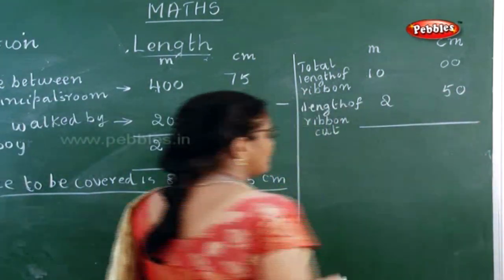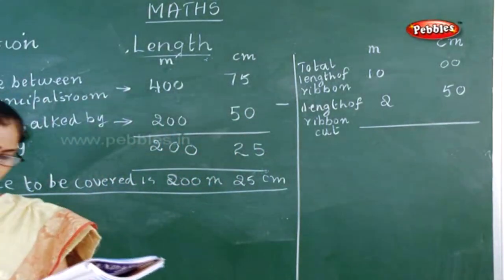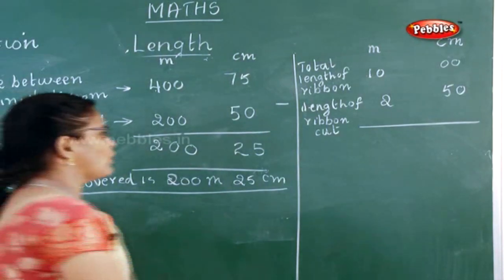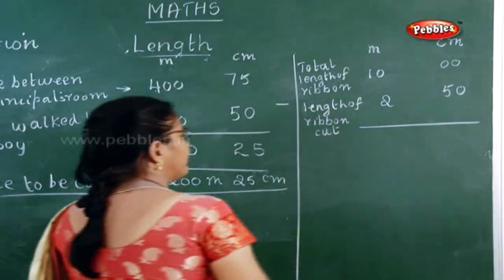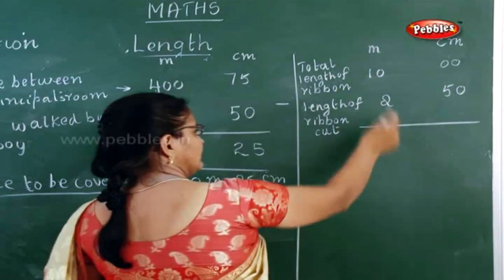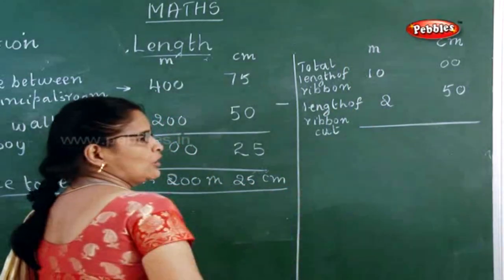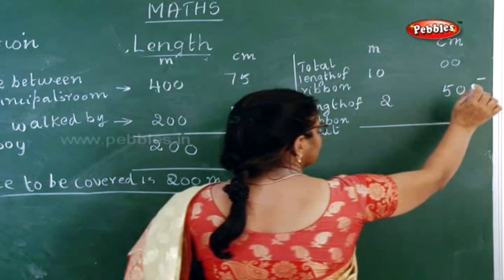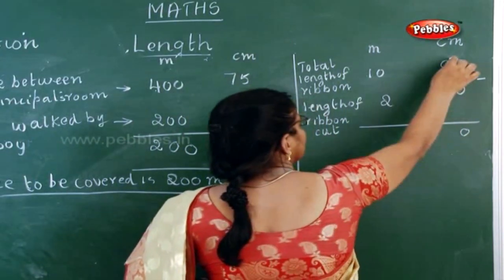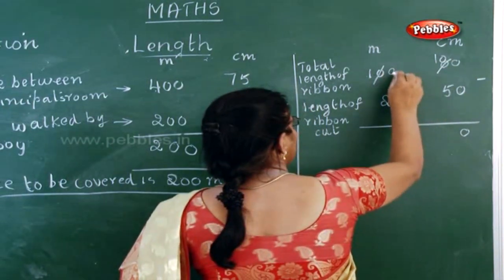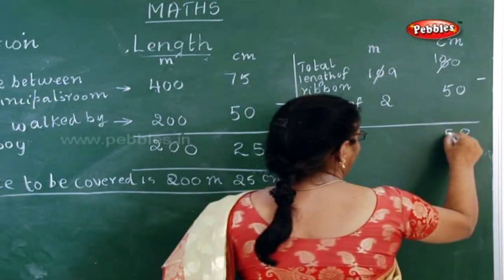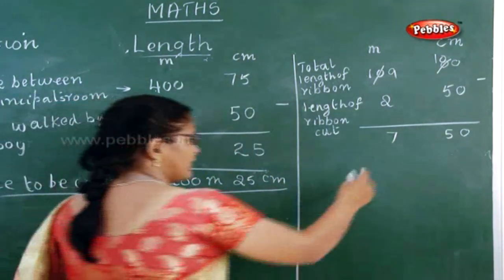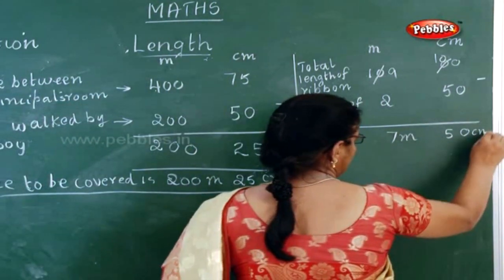So now what is the question they have asked? You have to read the question. What is the remaining length of the ribbon? See, total length is 10. This length she has cut, 2. Now what is the remaining? So immediately put minus. What is 0 minus 0? 0. This will become 10 and this will become 9. So 10 minus 5 is what? 5. 9 minus 2 is what? 7. So what is the answer? It is 7 meter and 50 centimeter.